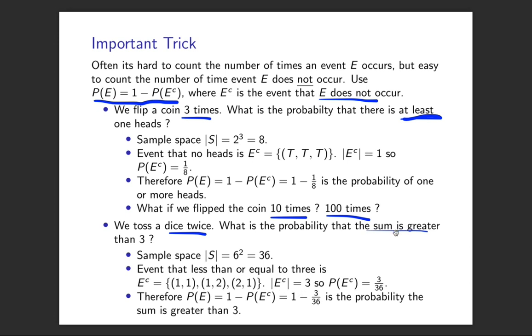So instead of looking at the sum being greater than 3, we look at the complement of that, which is less than or equal to 3. There's only 3 elements in there, so it's 3 over 36. And so the probability of the event that the sum is greater than 3 is 1 minus that. So again, it's a fairly straightforward calculation.